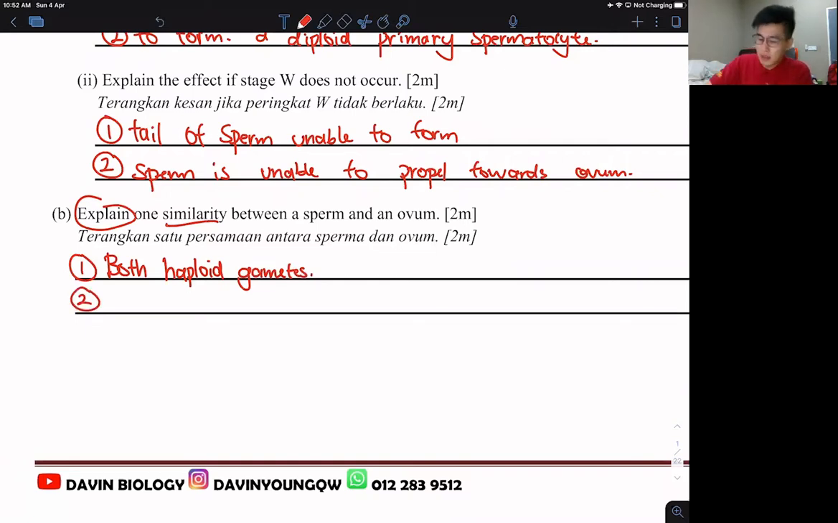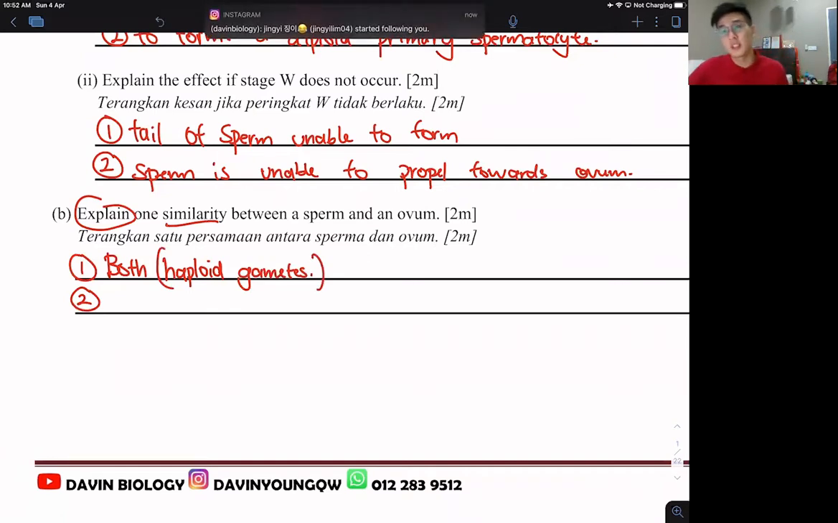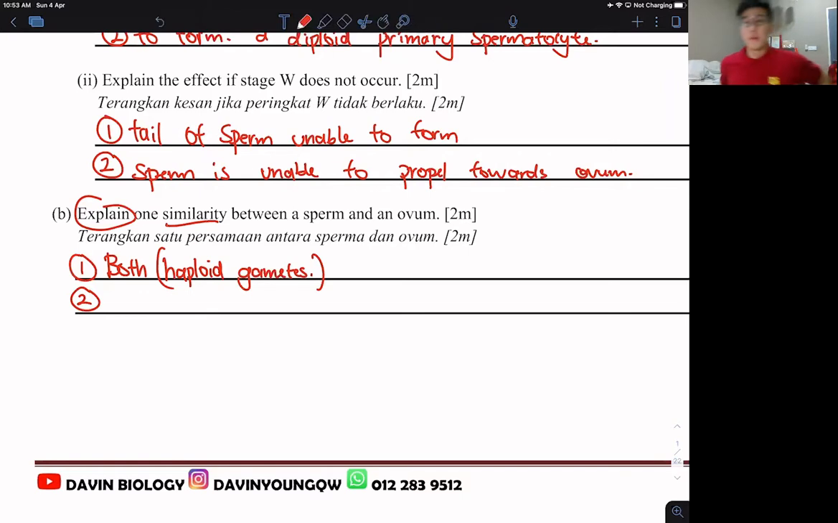So why are they haploid? Just now what I mentioned, what is the process they undergo to become haploid? They basically undergo meiosis. Exactly. So you can say because both have undergone meiosis, they are haploid, half chromosome. Produced in a gonad. Gonad is the reproductive organ.